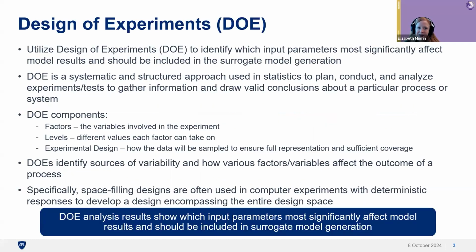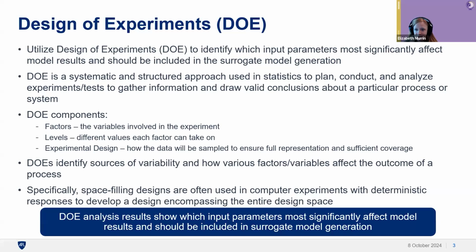So the first step is using design of experiments. DOE is a systematic and structured approach used in statistics to plan, conduct, and analyze tests so that we can gather information and draw conclusions. For our particular analysis, we leverage DOE so that we can identify input parameters that most significantly affect our physics-based model so that we can include them in our surrogate model generation. There are multiple components to DOE.